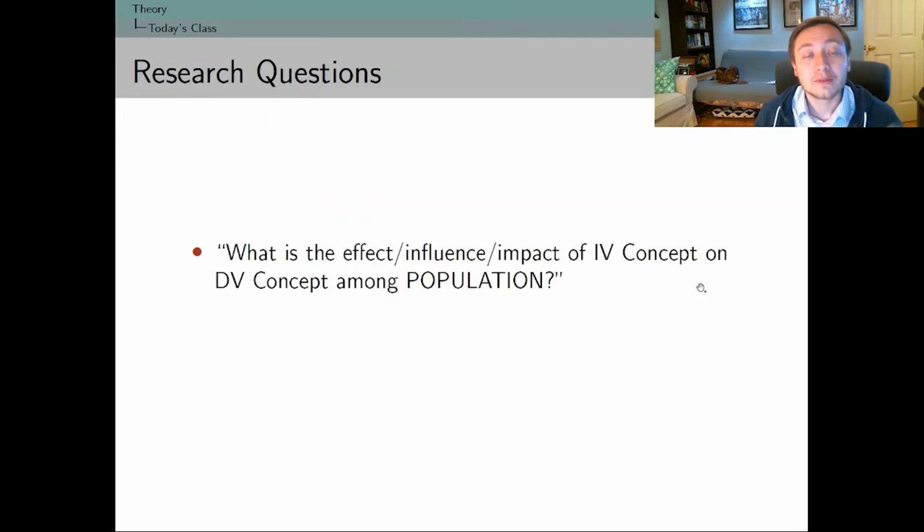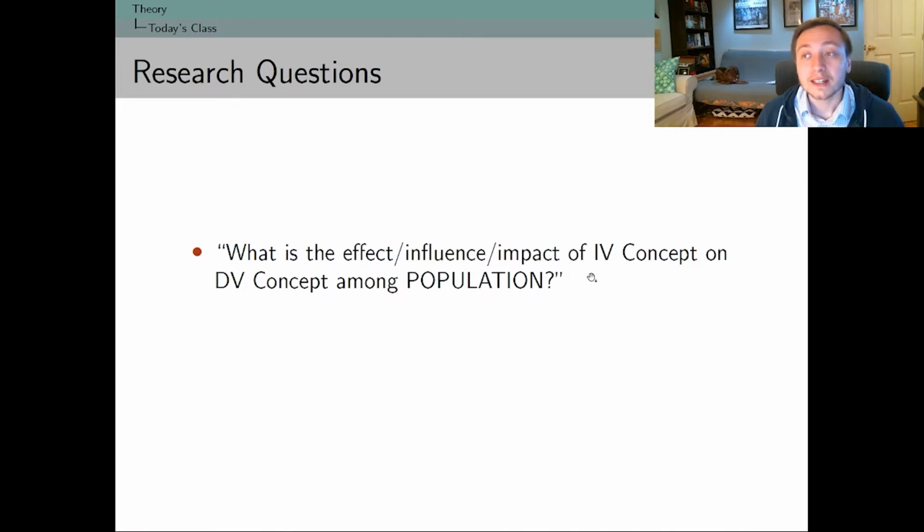So again, we've got our research question that we've devised, we've got this very convenient conventional format that we've put into place, and many of you, if not all of you, in Composition 1 have gone through and put this exact statement in there, which is exactly what you want to do. What is the effect of IV concept on DV concept among some population? And if you've got those pieces together, that means that you're well on your way.